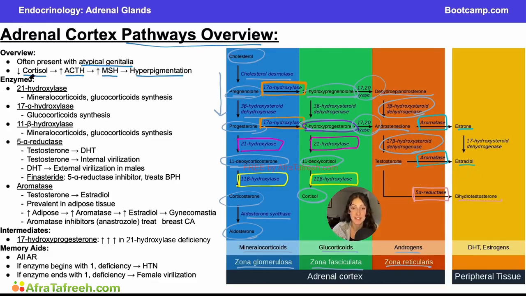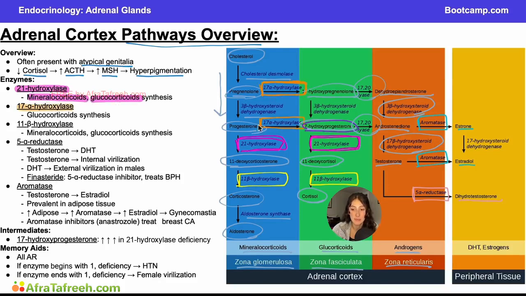I know that was a lot to cover. Let's quickly recap some of the important enzymes we talked about in this pathway. First, 21-hydroxylase. 21-hydroxylase is important for making mineralocorticoids in the zona glomerulosa, in addition to glucocorticoids in the zona fasciculata. If you have a deficiency in 21-hydroxylase, then you would have a deficiency in mineralocorticoids and glucocorticoids.